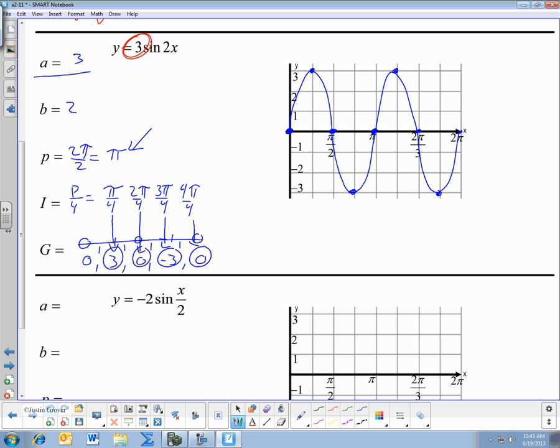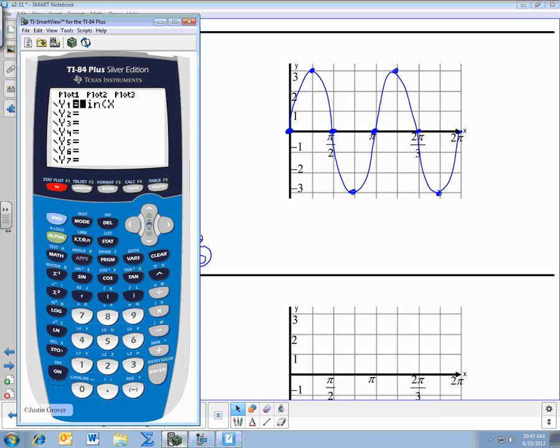And go from there. And if you have to continue the pattern to fill your whole window, then you do so. And of course, don't forget to check this in the calculator. So I'm going to type in 3 sine 2x. And my window is set from 0 to 2 pi, and I see I have an amplitude of 3, a frequency of 2 cycles. My first cycle ends at pi. My pictures match, so I know I'm good.